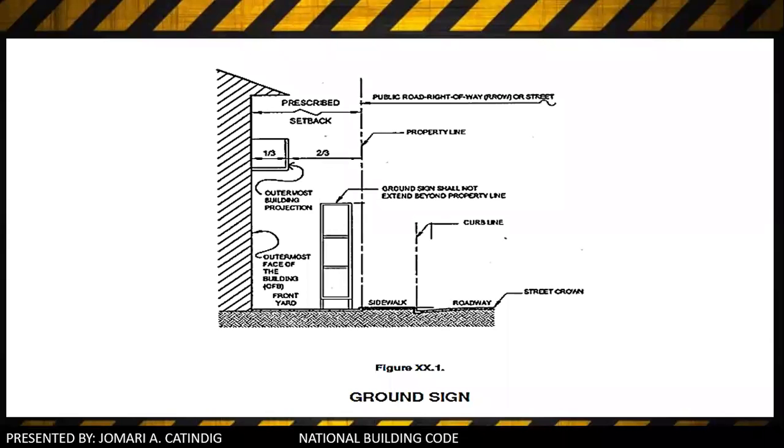Next is the ground signs. You can see the figure. Ground signs and advertising ground signs shall be constructed in conformity with accepted engineering standards, of which height control shall be in conformity with local zoning regulations. Ground sign structures shall be located within the property line and under no circumstances shall they occupy the street, sidewalk, arcade, or similar access way. So that is the ground sign.